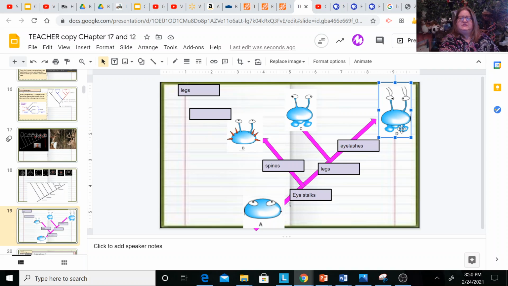Legs, both C and D have legs. B is the only one that has spines. And B, C, and D all have eye stalks.